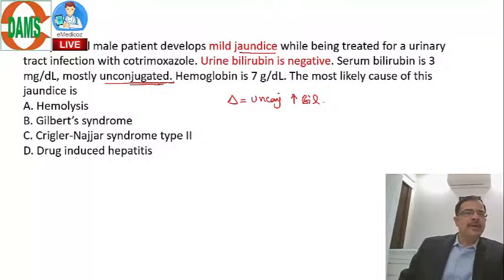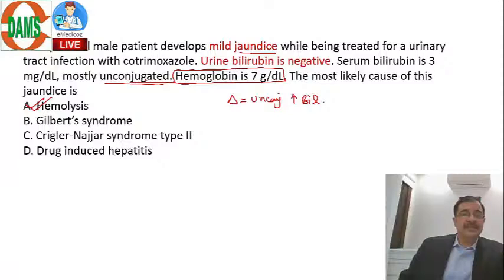Now the most important part is how to make the etiology. Look, hemoglobin is 7. So hemoglobin is 7, low hemoglobin. We have made the keyword anemia, that will go in favor of hemolysis. So only this point is sufficient to make a diagnosis of hemolysis here. The most likely cause of this jaundice is, yes, hemolysis.